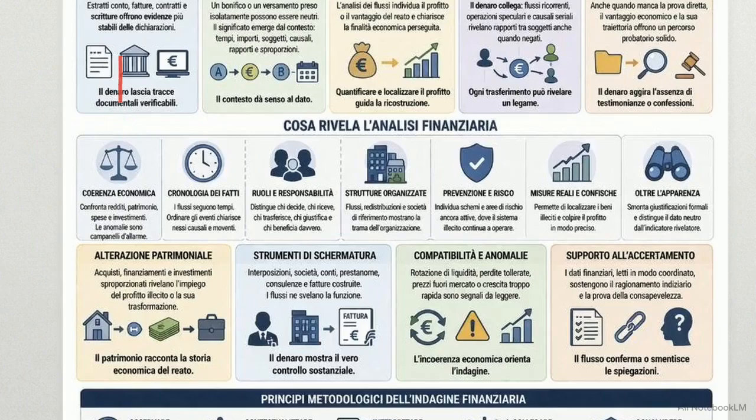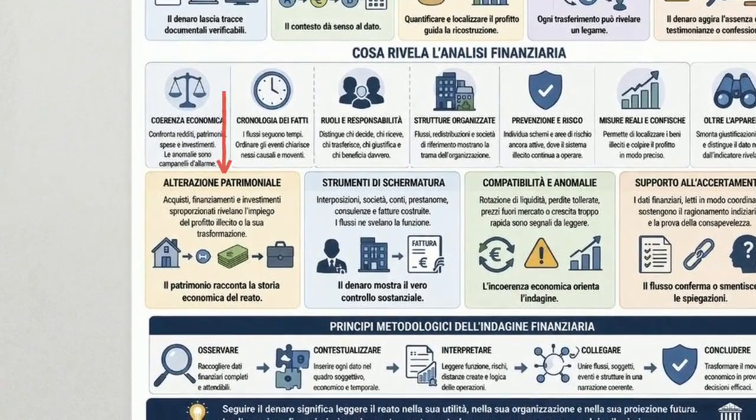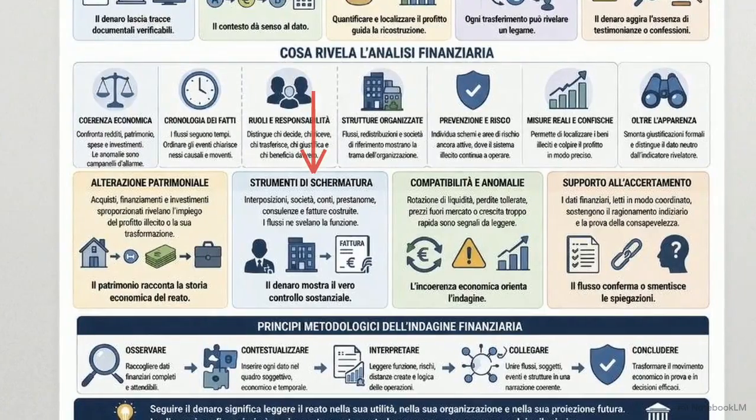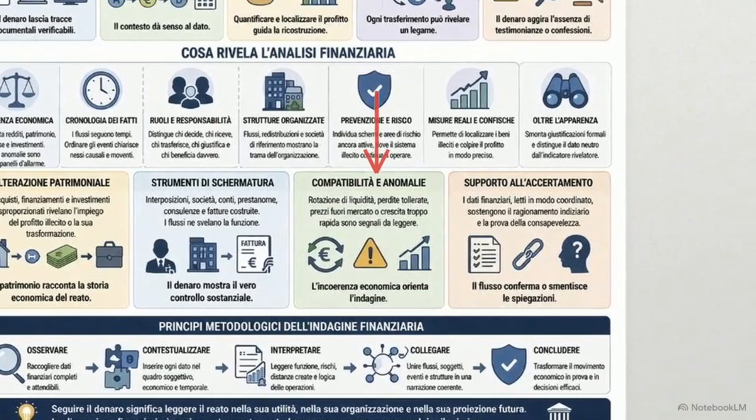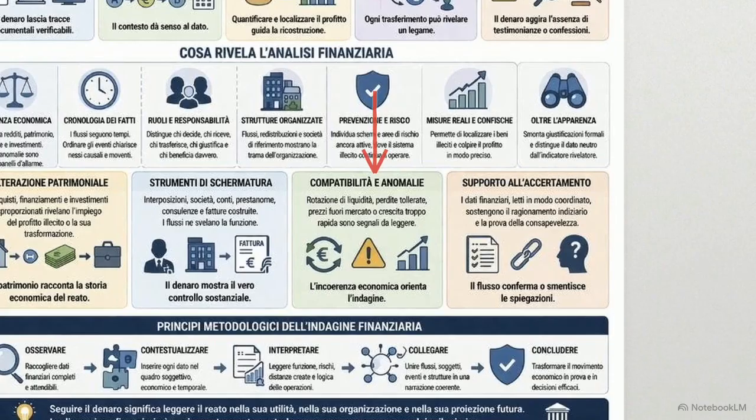The first indicator is a mismatch between a modest individual tax profile and the rapid accumulation of high-value assets. The second is the use of layers of shell companies and exorbitant consulting fees that serve no actual industrial or operational function. The third is the rapid rotation of liquidity, paired with a protracted, unexplained tolerance for operational losses.